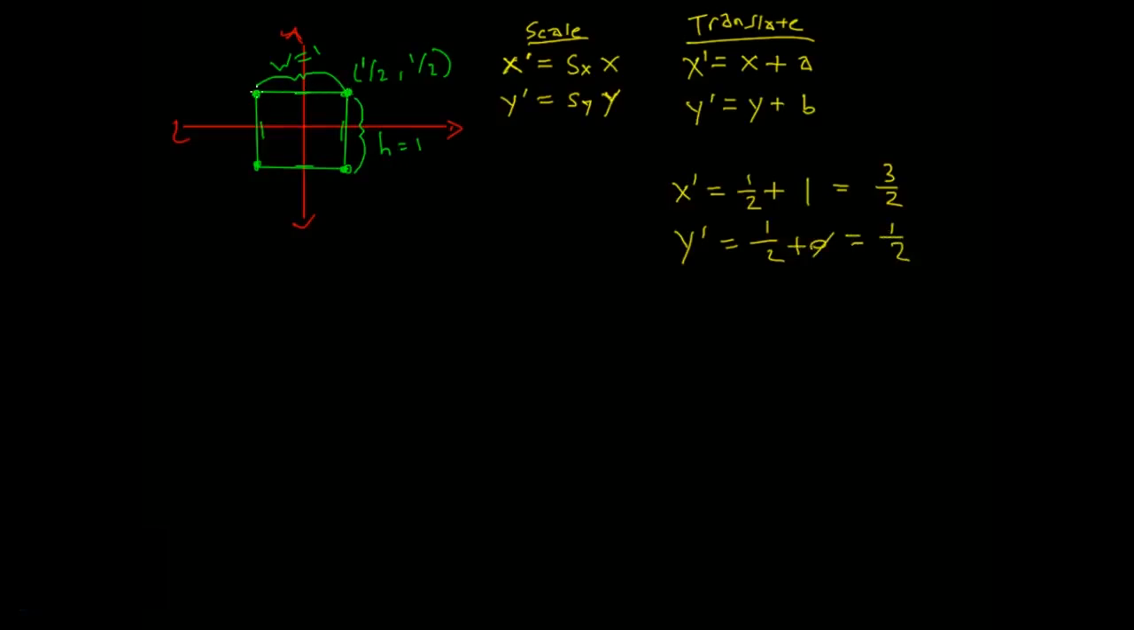Now we have to do this for all the 4 points. So if we think about 3 halves and half, the point is going to be right here. And let's think about point A. So point A has negative half. So negative half plus 1, that becomes half. So the point will be right here. And let's think about point D. So point D again has negative half. So it becomes positive half now. And point C is half, so that's 3 halves.